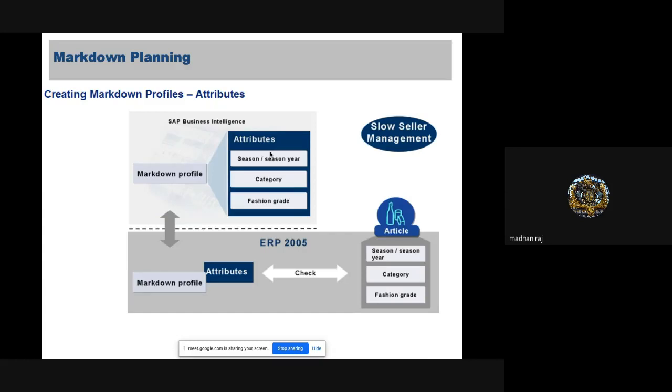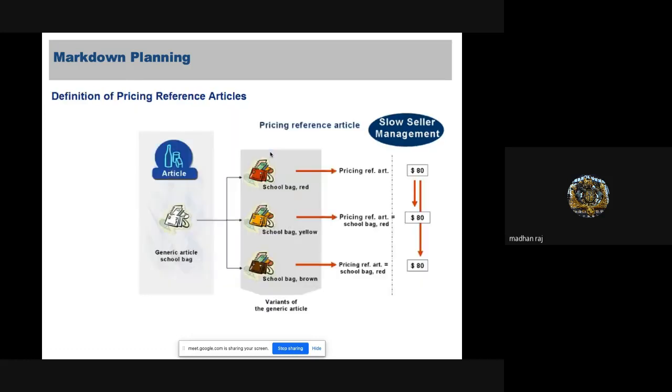You can define or select the articles based on season, season year, category, or fashion grade. Based on that, you can define the markdown profiles. Then the markdown profile is transferred to the ECC system, and based on those attributes, you check that it is assigned. Normally, the master data will be in sync, right, between BW and ERP. So it checks whether those attributes are there in the system. Just a sanity check.